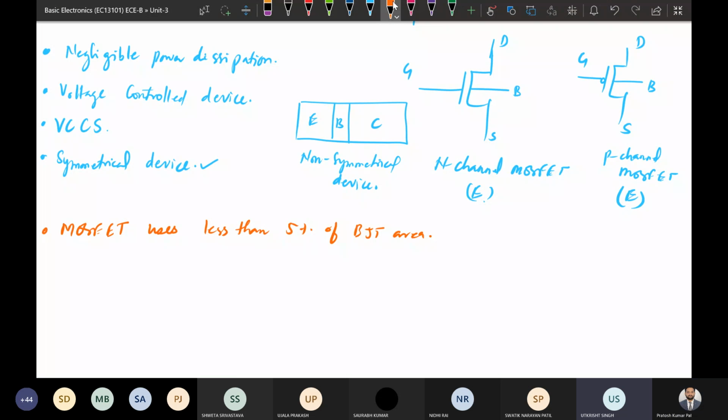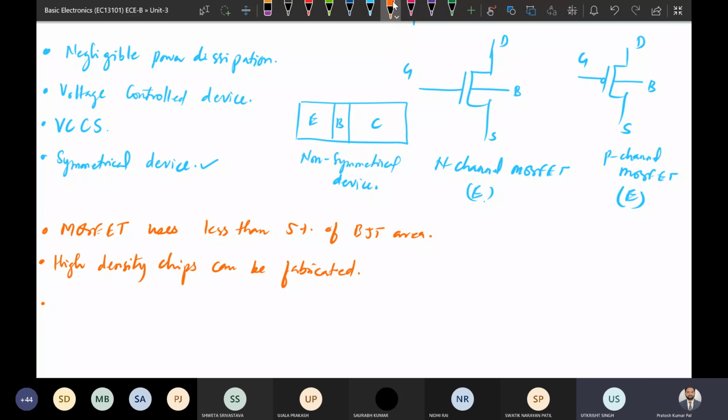So there is a very large difference in case of area. This MOSFET is very much smaller in comparison to BJT. So if MOSFET is very much smaller, the chips made by MOSFETs will have higher density. So high density chips can be fabricated by using MOSFETs.